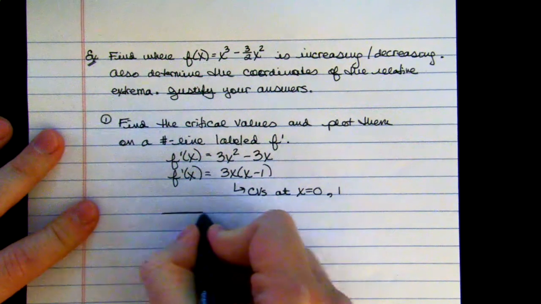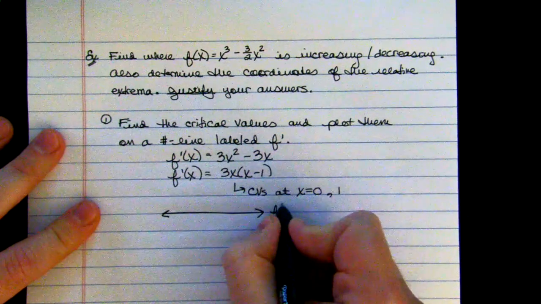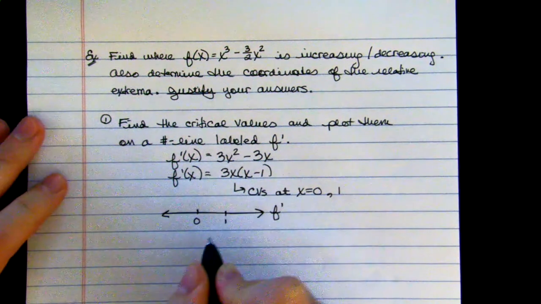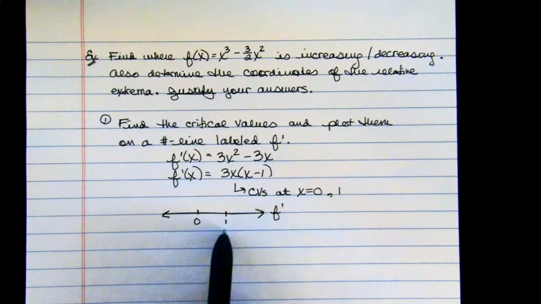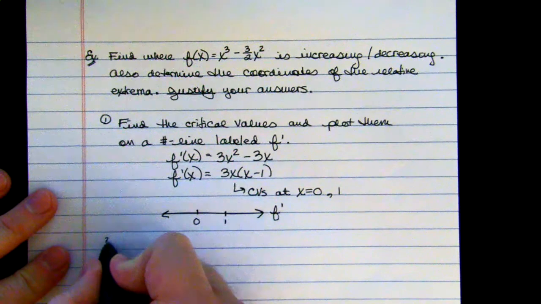I'm going to make a number line. I'm going to label this as f prime. I'm going to plot my critical values at 0 and 1. The logic here is the only places where my function can change from increasing to decreasing or decreasing to increasing is at a critical value. So 0 and 1 are the only places where things could change. So I need to do some analysis here and see, is the derivative actually changing at 0? Is the derivative actually changing at 1?